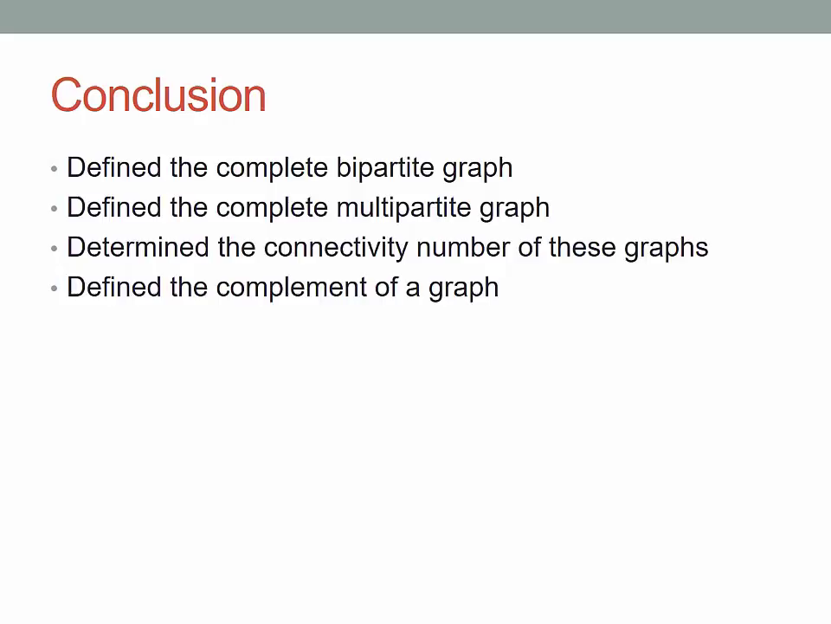So what we have done is we've defined the complete bipartite graph. We saw that that was a special case of the complete multipartite graph. We talked about the connectivity number of these graphs. And we defined the complement of a graph.